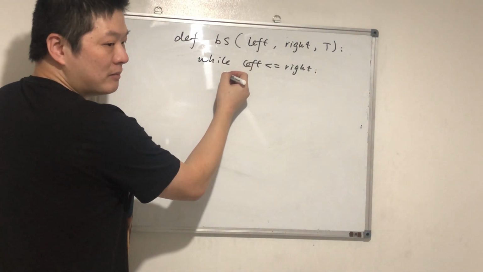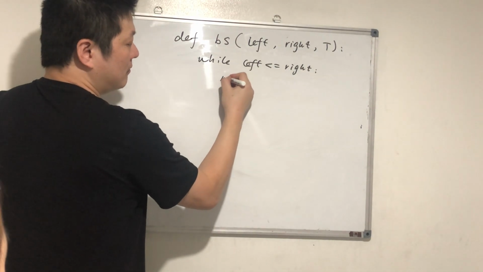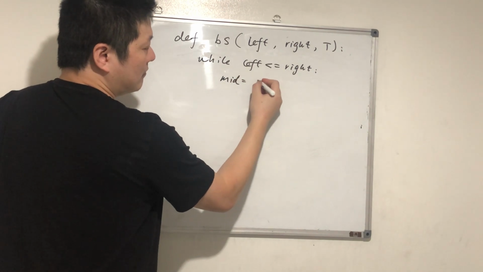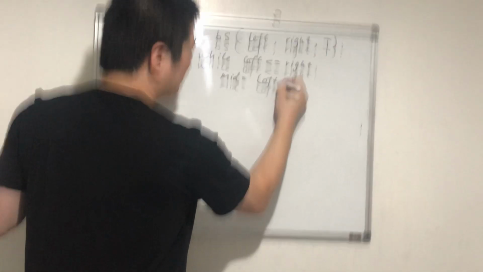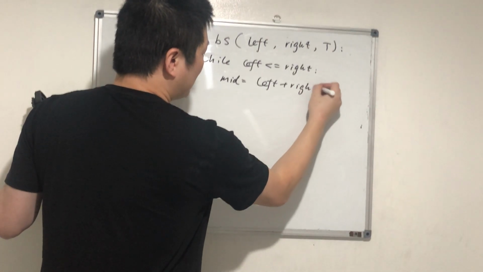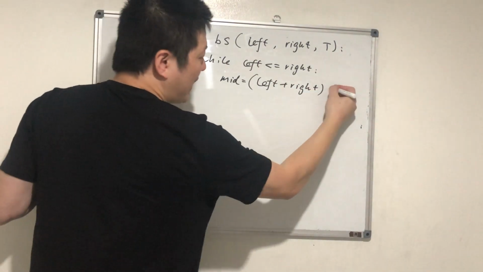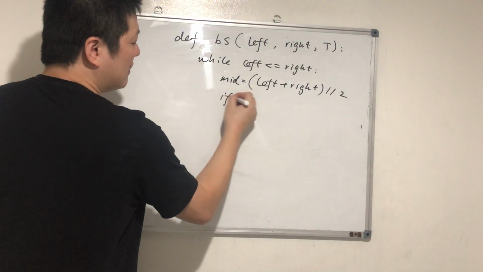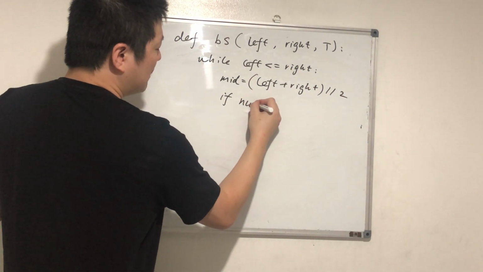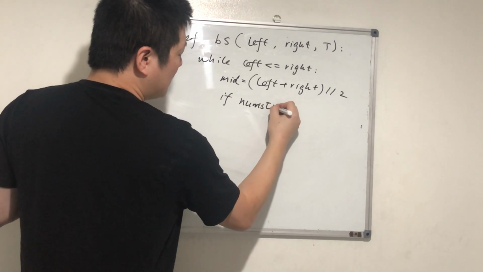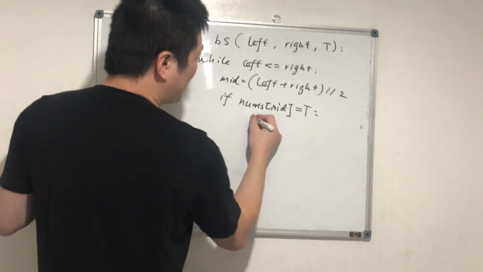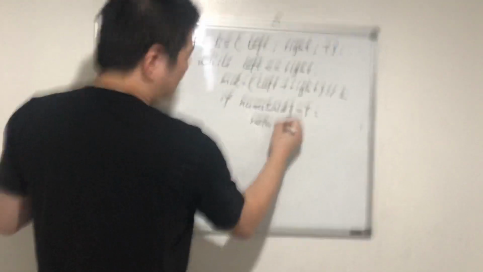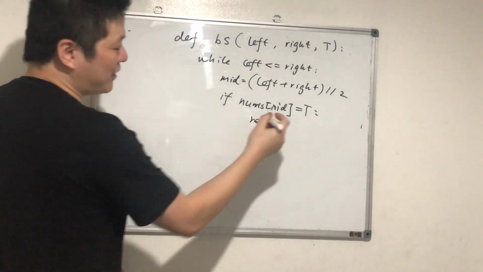What's the middle? If we're left and right, what's the middle? Left and right divided by 2. Okay, we use the double divide, okay? Then look, if nums[mid] equals target, we return, let's say we return true, okay?